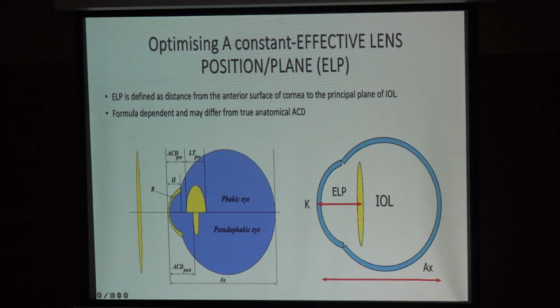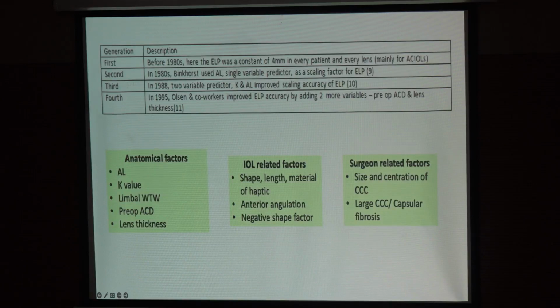So if we look at optimizing the effective lens position, this is defined as the distance from the anterior surface of the cornea to the principal plane of the intraocular lens. This is formula dependent, and of course it may differ from the actual anatomical anterior chamber depth. And various factors come into play: the K reading, the size of the eye, myopia, horizontal white to white. These are all variables which can affect the outcome of the intraocular lens power calculation.